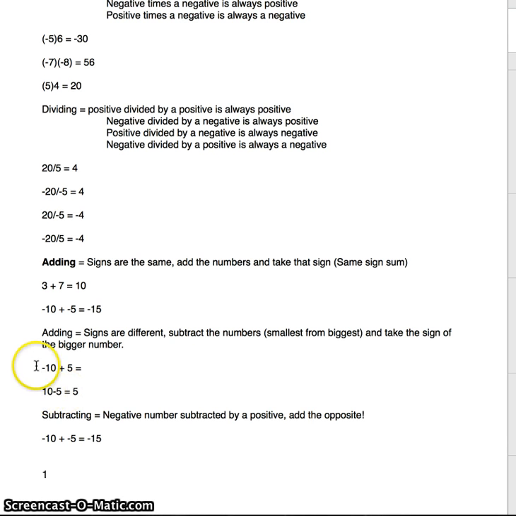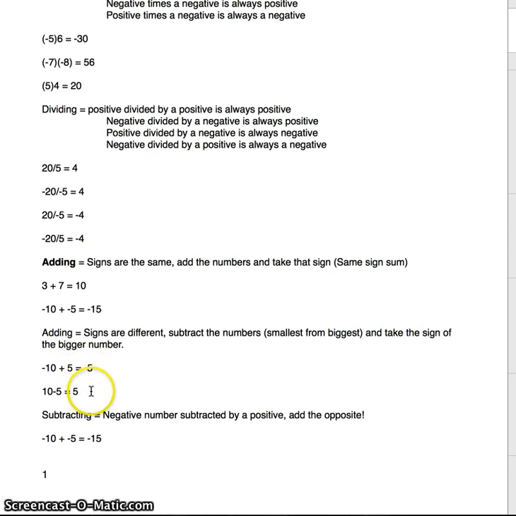And then we ask ourselves from the original problem, which number is bigger, the 10 or the 5? And the answer is 10. 10 is obviously bigger than 5. And then we look to see, is 10 a positive or a negative number? And 10 right here is a negative number. So our final answer will actually be negative 5 because we keep the sign of the bigger number. We take the sign of the bigger number.